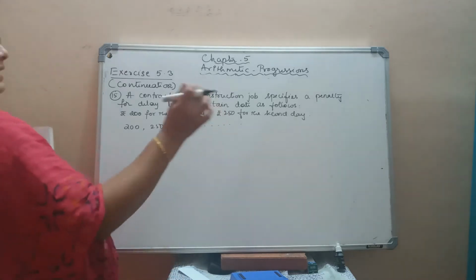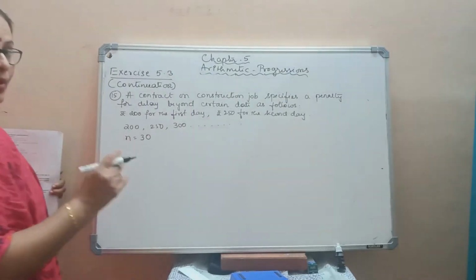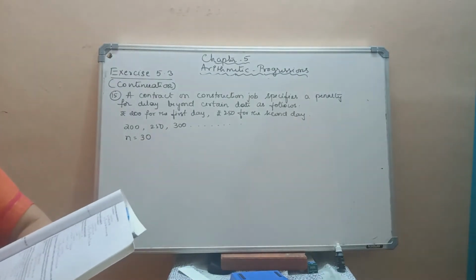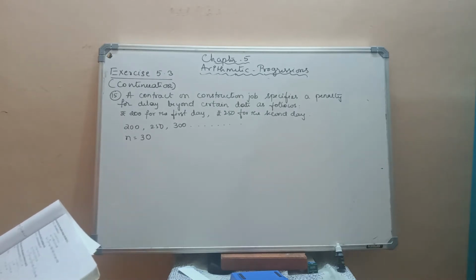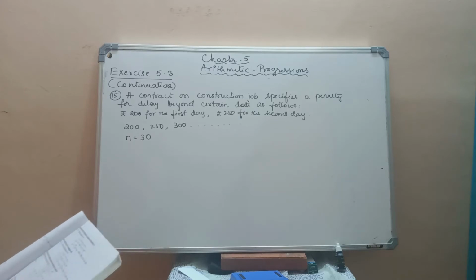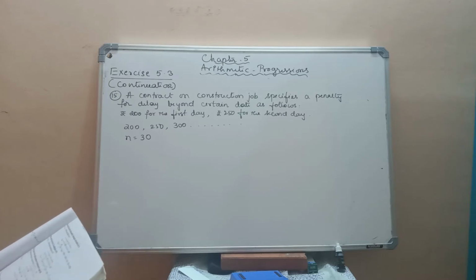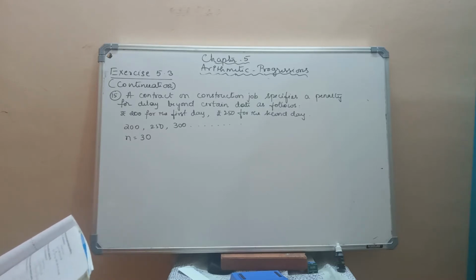So, if he delays the work, that means n equals 30. What will be the penalty amount? That is the amount imposed for that particular job. Now, once again I'll repeat. For the first day rupees 200. Next day it goes to 250. And the third day rupees 300. And up to 30 days.